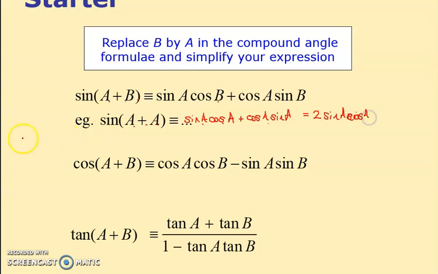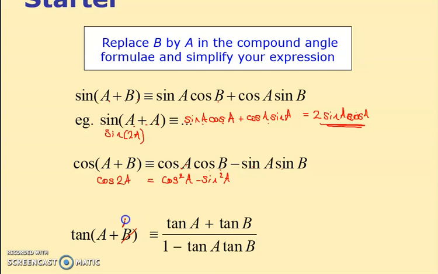Now, why is that important? Because really, this is sine A plus A. This is another way of writing sine of 2A. And that's what this is. This is a formula, then, for the double angle formula. If we do a similar thing with the cos, now they're both A, it becomes cos squared A minus sine A sine B. Well, if B is A, then it's sine squared A. And that's my formula for cos of 2A.